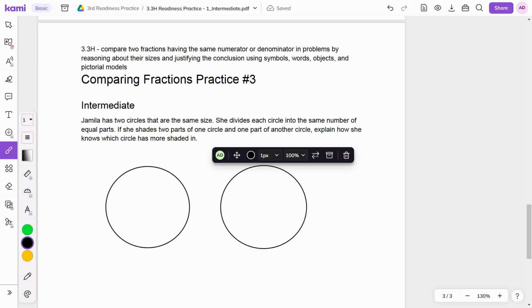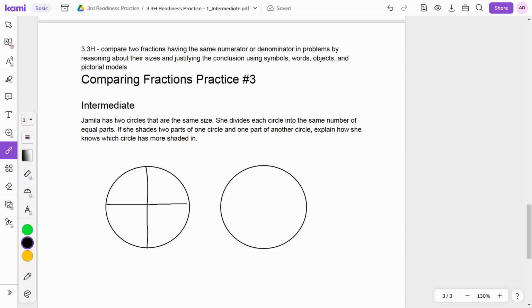It doesn't tell me how many parts to have. One circle needs to have two parts shaded in, another one needs to have one part. So we at least need to have more than two parts. So let's just make it easy. Let's just make each part the same size. Let's make 4 equal parts for each circle. All right, so these are both going to be fourths.